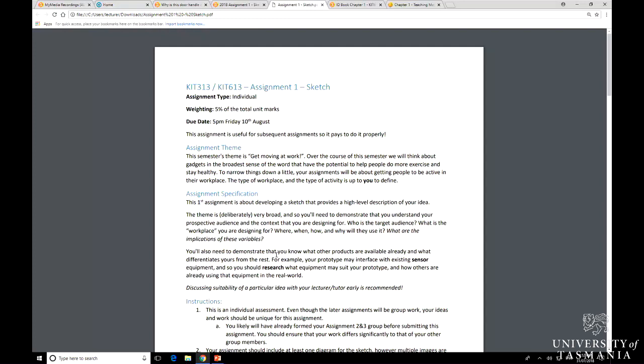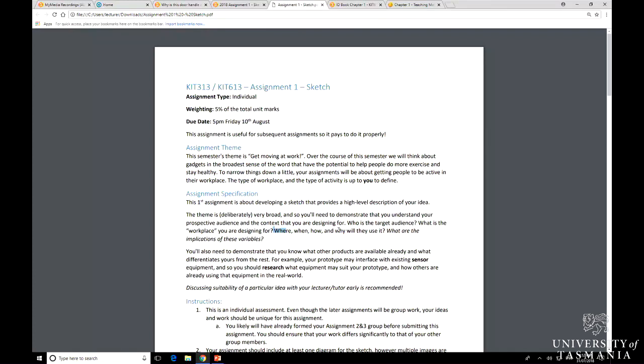It's mainly about the writing, and it's this paragraph here that's talking about demonstrating that you understand the people who are going to use it and where they're going to use it. Or, sorry, I should say the context, because the context is where, when, how, and why they will use it, and what are the impacts of these variables. I've written this in a really broad way, but hopefully from some of the slides we had today, you can see what more specific questions we'll ask.